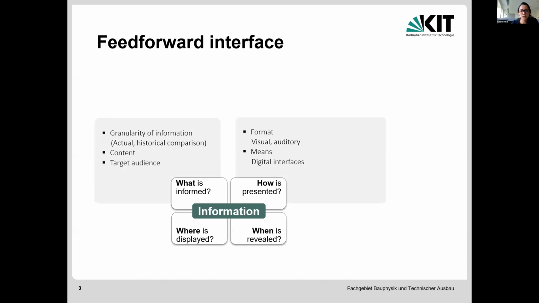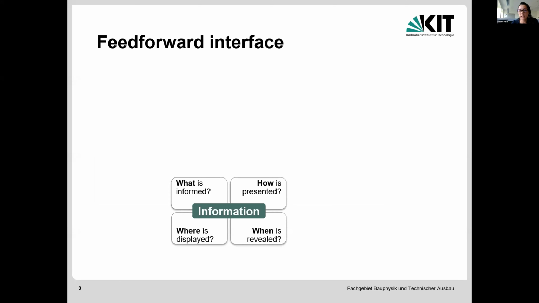So based on the literature, there are some key components that could be categorized whenever we design it. There are 4 key components that we can consider when designing any piece of information that is going to be provided to users or occupants to receive some information about the building. The first is what is being informed to the occupants, in terms of the granularity of information: it's either actual, historical, or comparison. It's the content that we are providing and also the target audience.